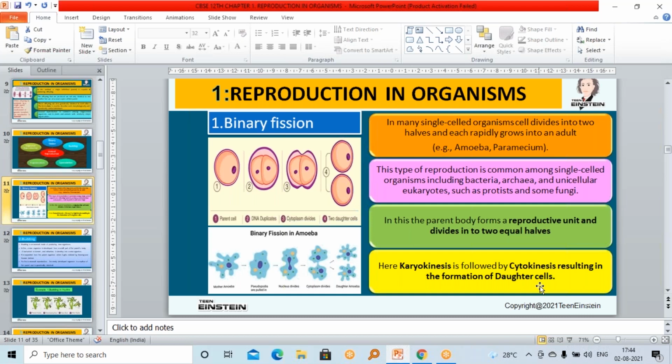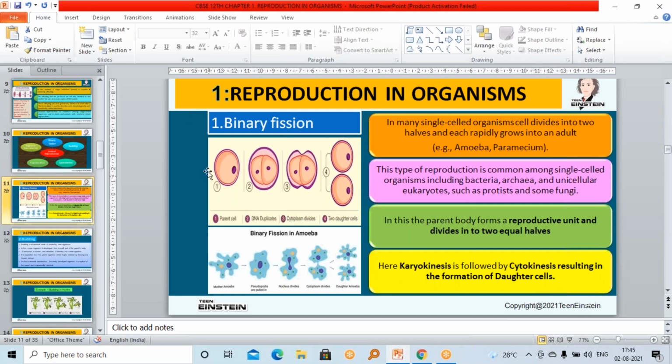And in this, the parent body will work as a reproductive unit that will get divided into two equal halves. You can see there, two equal halves will get formed. That cell is becoming two equal halves. There is no random division. And here karyokinesis, that means nuclear division, happens first and it is followed by cytokinesis, resulting in the formation of daughter cells. So first nuclear division, then cytokinesis, and finally the formation of daughter cells.